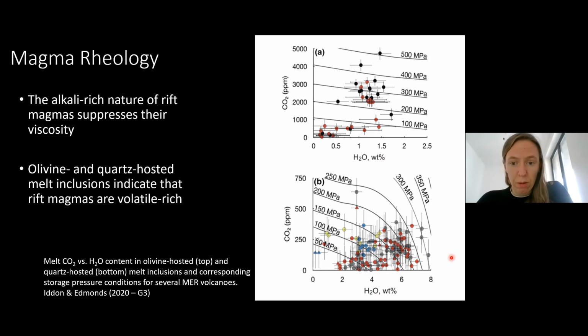Importantly, when we look at the rhyolite compositions, so the melt inclusions in the quartz crystals, we see that the water contents are relatively high. They're easily 4, 5, 6, even up to 8% of water. And that is actually very similar to what we see in arc magmas as well, whereas quite a lot of older school textbooks would probably have told you that arc magmas are particularly rich in volatiles. It turns out that rift magmas are maybe equally rich in volatiles as well.